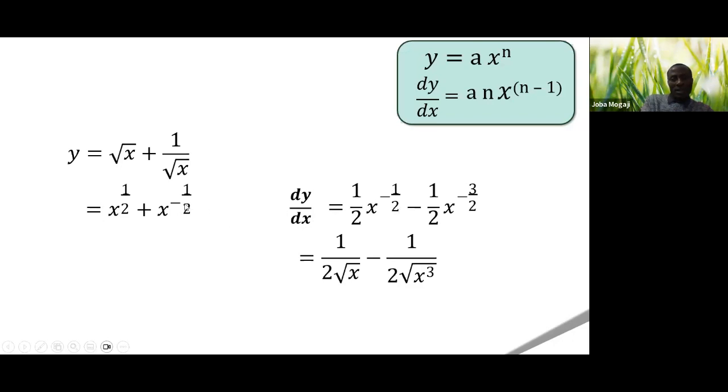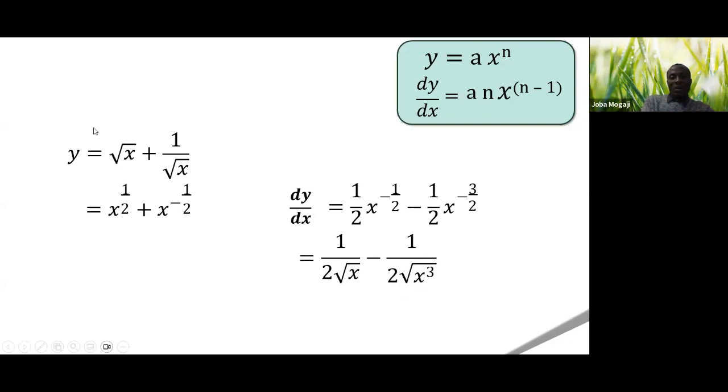Minus, for this second case now, minus 1/2 will come to this side, making this side now to be minus 1/2x. Then if you have minus 1/2 minus 1, that will give you minus 3/2. Therefore, you must rewrite it in the format the question was given. So it means I will now have my dy/dx to be equals to 1 divided by 2 root x minus 1 divided by 2 square root of x raised to the power of 3.